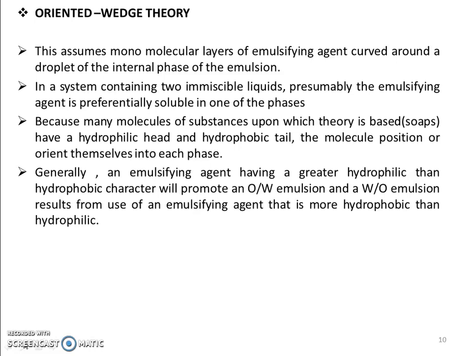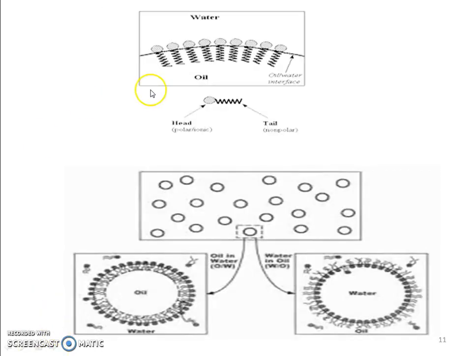Generally, an emulsifying agent having a greater hydrophilic than hydrophobic character will produce an O/W type of emulsion, and a W/O type of emulsion results from the use of an emulsifying agent that is more hydrophobic than hydrophilic. So when you add the emulsifying agent, there is a formation of a monomolecular layer and a curve, or you may say wedges. Depending upon the solubility of the emulsifying agent, the molecules orient themselves towards each phase.